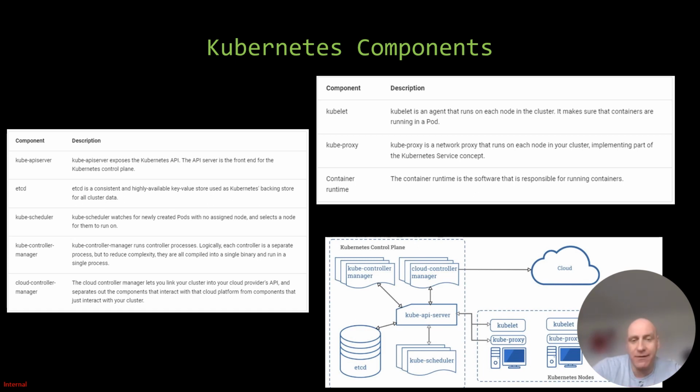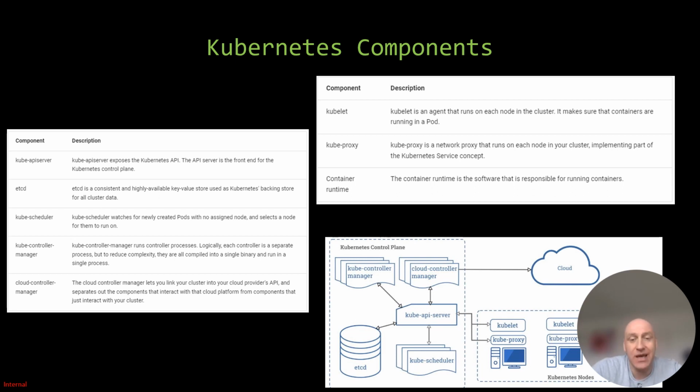And then you have the components that run on the worker nodes. You have kubelet, which is an agent that runs on each node in a cluster and makes sure the containers are running in a pod. Then you have kube proxy, which is a network proxy that runs on each node in your cluster, and it's implementing part of the Kubernetes service concept. And then you have a container runtime, which is the software responsible for running the containers.